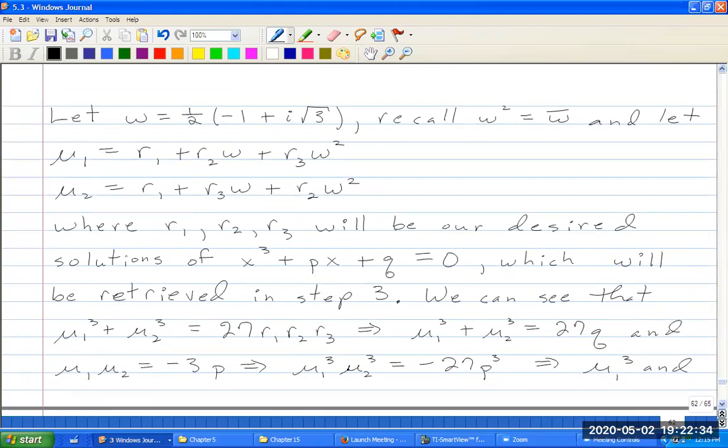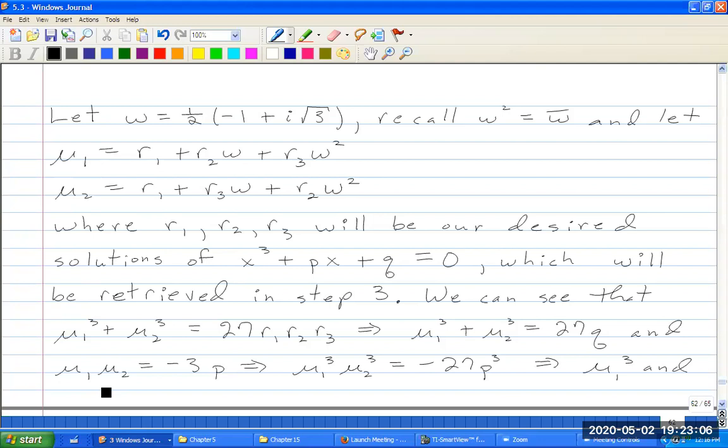So it's easy to show by just cubing this. If you cube this and add them together, you'll see that mu sub 1 cubed plus mu sub 2 cubed is 27 R1, R2, R3. But I know from above that R1 times R2 times R3 is just Q. So I know that mu 1 cubed plus mu 2 cubed is 27 cubed.